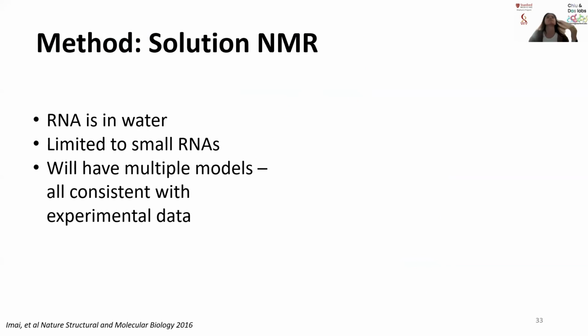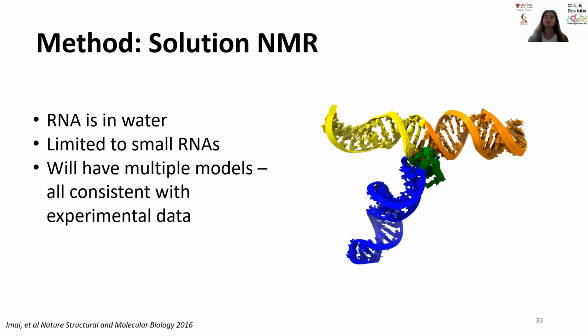So briefly, the method that was used for this is NMR. The RNA is in water. It is limited to small RNA, so when you're looking at things that say they're solved by NMR, you shouldn't expect too large RNAs. And one thing for practical purposes is it will pretty much always have multiple models in the PDB. These are all consistent with experimental data, so they're all valid structures.